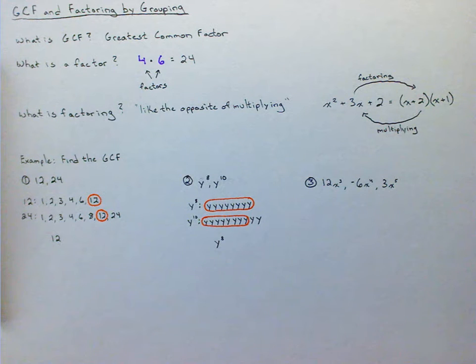Greatest means the largest, and common means they both have the largest factor in there. So when we talk about finding the greatest common factor, we're talking about finding the largest number that other numbers have as a factor. And what is factoring? Well, factoring is like the opposite of multiplying.